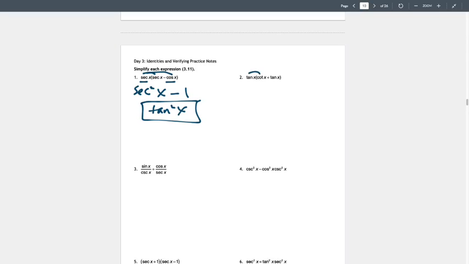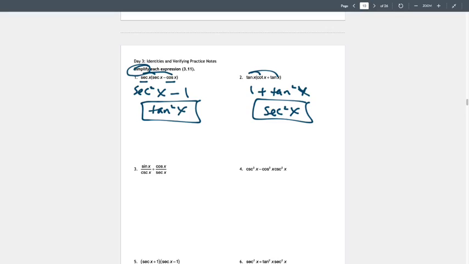On the next one, same thing, going to distribute. So I get 1 plus tangent squared x. And then that's the same thing as secant squared x. So I'm done. Remember, when your directions say to simplify, you're trying to get to one trig function if you can and no fractions.